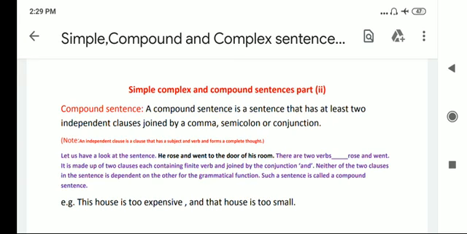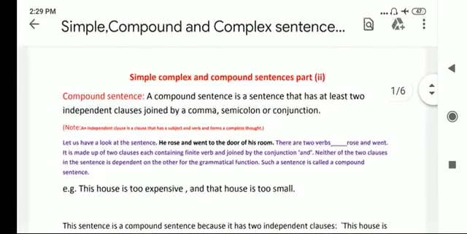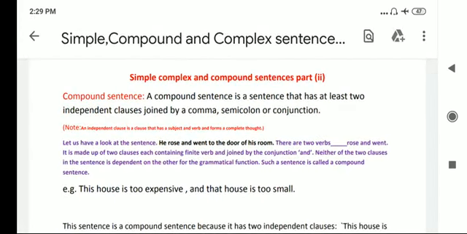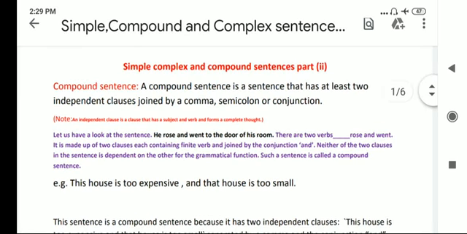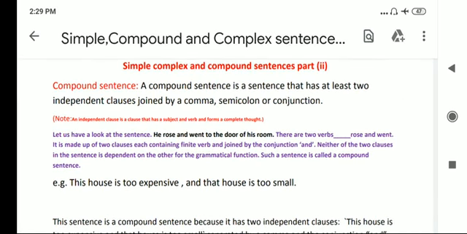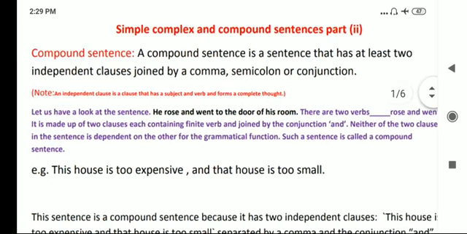Assalamu alaikum dear students. Our today's topic for discussion is compound sentence. So we must know the definition of a compound sentence. A compound sentence is a sentence that has at least two independent clauses joined by a comma, semicolon or conjunction.